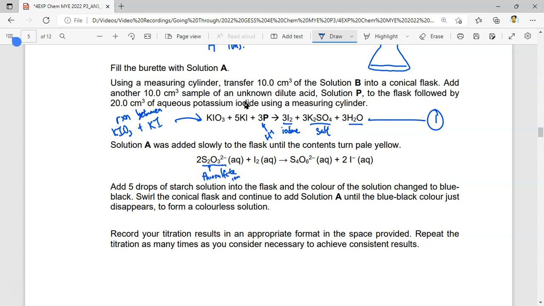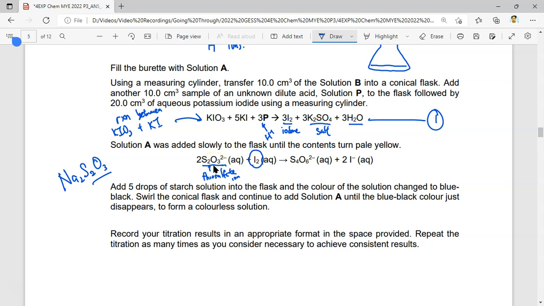This is your thiosulfate ion. So in actual fact, sodium thiosulfate is Na2S2O3. Thiosulfate, S2O3, is an ion. Okay, it's an ion. When you add it in, it actually reacts with iodine.